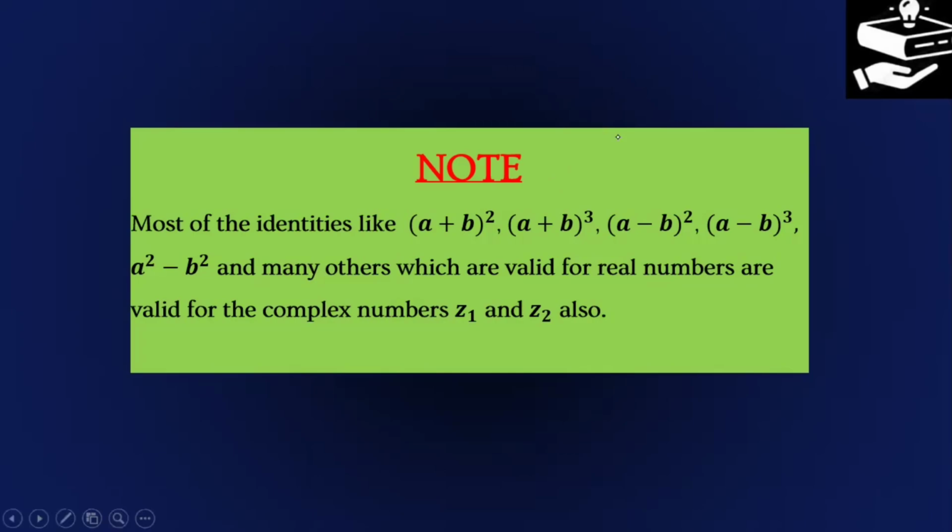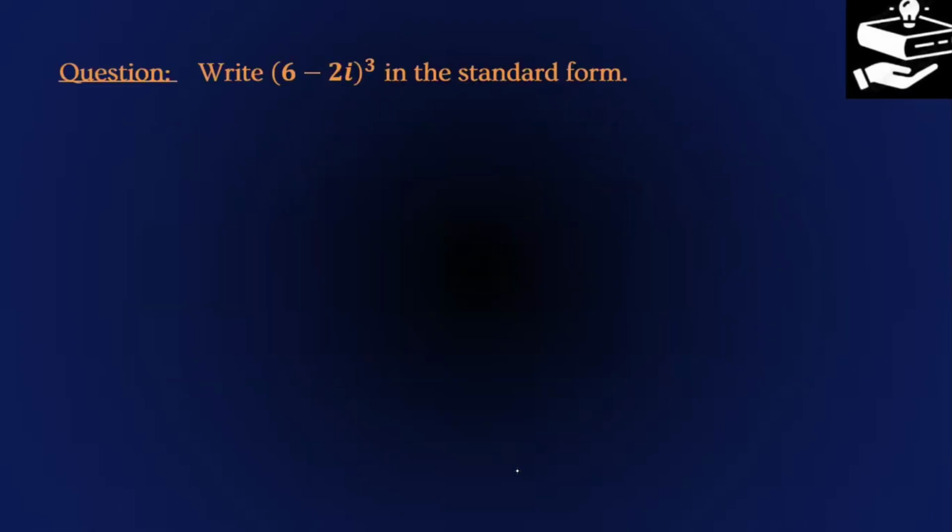Okay, let's take an example. Write (6-2i)³ in the standard form. Standard form means x+iy form, right? If you see this, it is nothing but (a-b)³, and you know the formula of (a-b)³, which is a³-3a²b+3ab²-b³. Now here a=6 and b=2i.